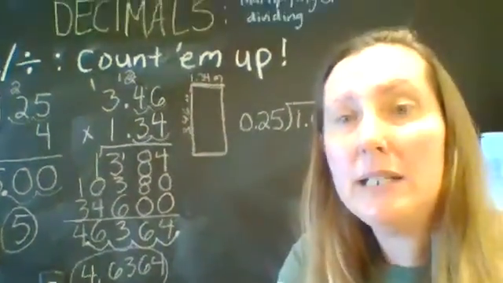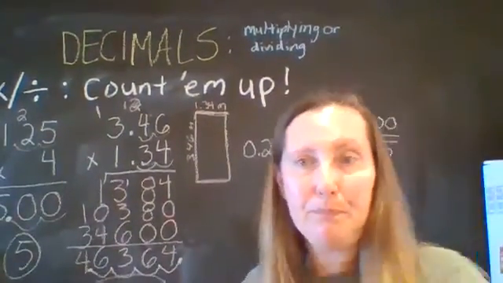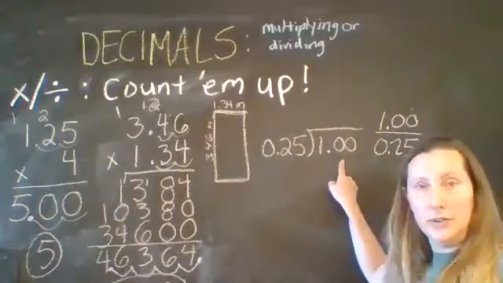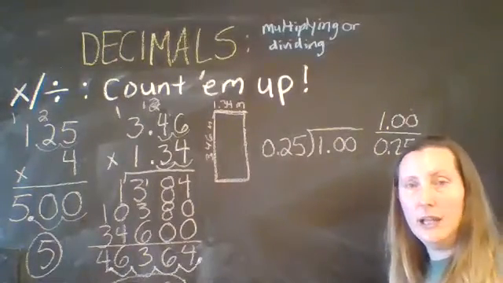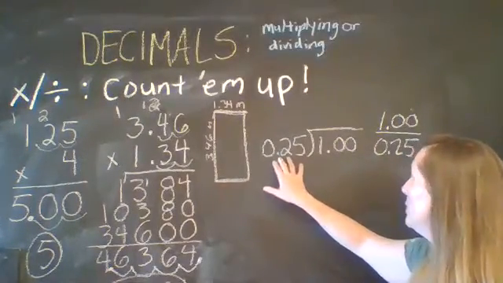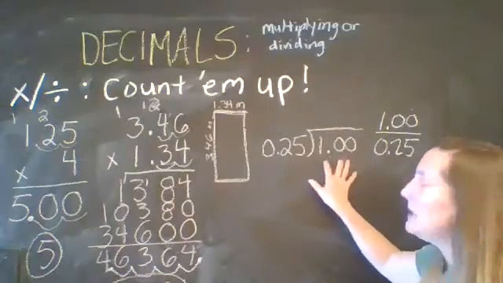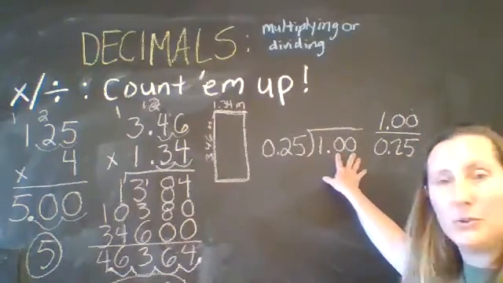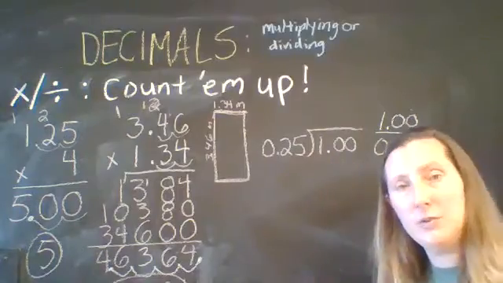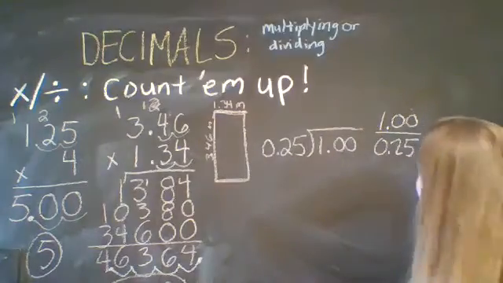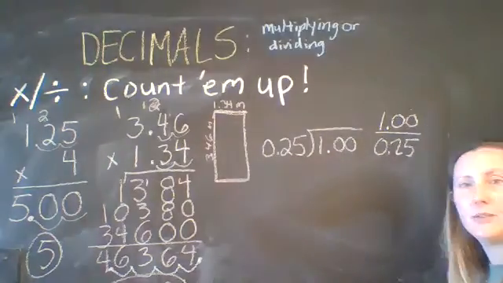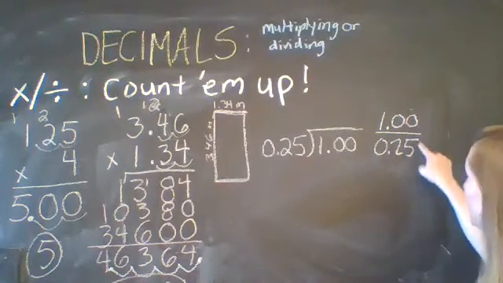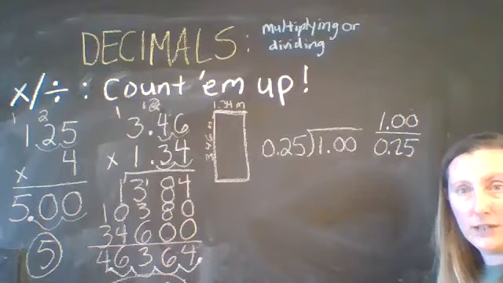Okay, also we need to count them up when we're dividing too, right? So if we have $1 worth of quarters, and you have 25 cents, you want to know how many quarters there are in $1. I went ahead and put those 2 zeros there because I knew I was going to need them. But I can also think of division problems like fractions. That's why fractions are your friends. There. So $1 divided by 25 cents.